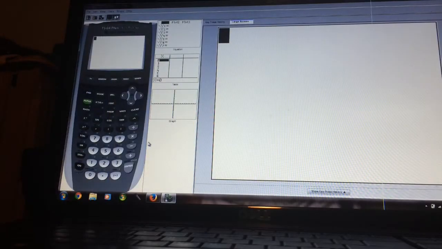Today I will be showing you how to use the graphing calculator model TI-84 Plus Silver Edition, which is made by Texas Instruments. Keep in mind that I am using the TI Smart View for the TI-84 Plus, so it will look different than your handheld graphing calculator.